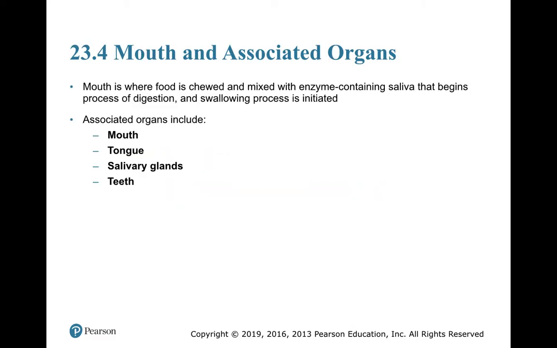The mouth is where food is chewed and mixed. It's also where it's first introduced to saliva that contains enzymes in it. And most of those enzymes in the saliva are going to be breaking down carbohydrates for us. However, there is some small amount of lipid processing involved. And the mouth has organs associated with it: the tongue, the salivary glands, and the teeth.